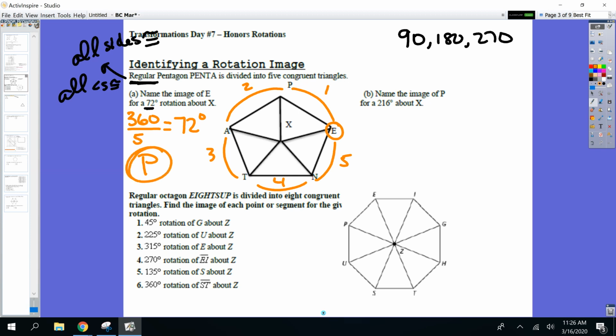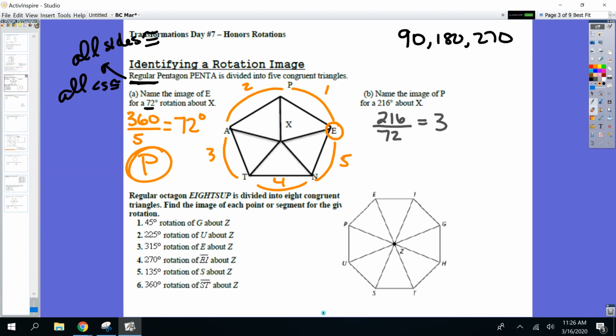All right, going on now, 216 degrees. Oh, geez, 216, that's not 72 anymore. But if you take 216 and see if it's divisible by 72, you guys will see that yes, it is divisible by 72. How many times? 3 times.